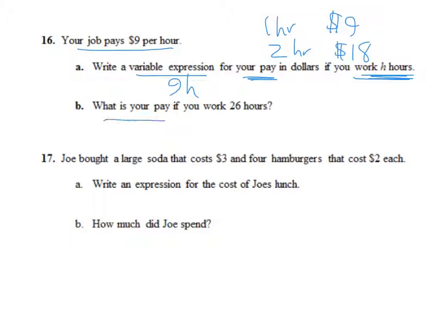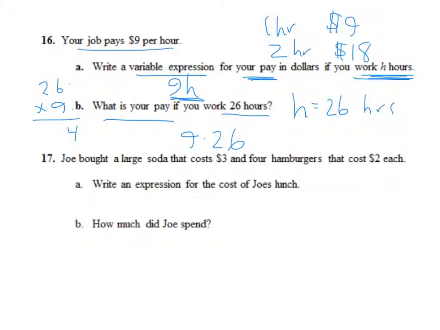B, what is your pay if you work 26 hours? So let H be 26 hours. So there is no space in between, so it's 9 times 26. So I do 26 times 9. 6 times 9 is 54. Carry the 5 up here. 2 times 9 is 18 plus 5 is 23. So the answer is $234.